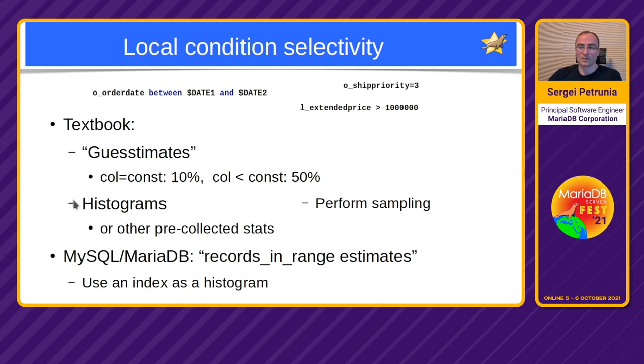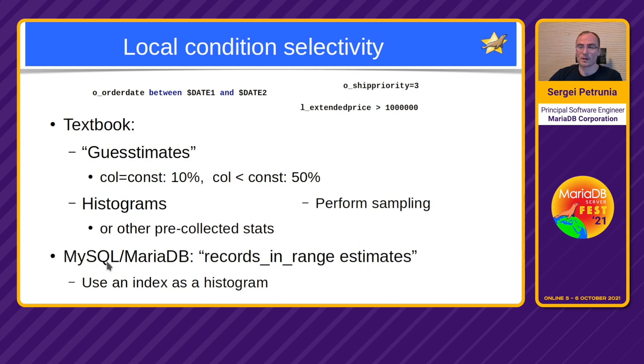So in order to get a more precise estimate, one can use histograms or other kind of pre-collected data synopses. And the other option which is typically suggested in the research literature is to perform sampling. Read a certain amount of rows in the table and see how often the condition is satisfied.